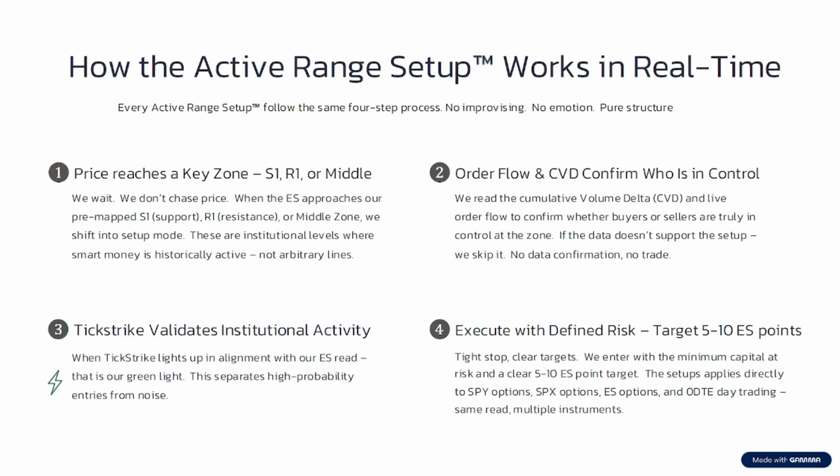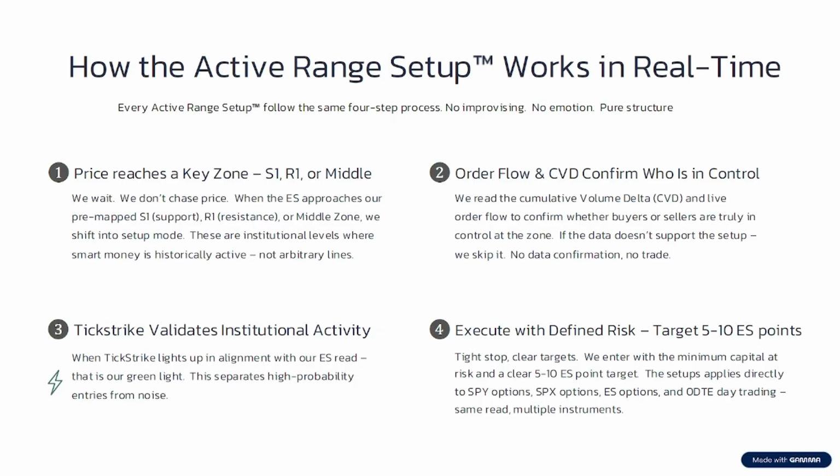Number 2, the order flow and CVD confirm who is in control. We read the cumulative volume delta and live order flow to confirm whether buyers or sellers are truly in control at that particular zone. If the data doesn't support the setup, we skip it. No data confirmation, no trade. Number 3, Tick Strike validates institutional activity. When Tick Strike lights up in alignment with our ES read, that's our green light. This separates high probability entries from noise.